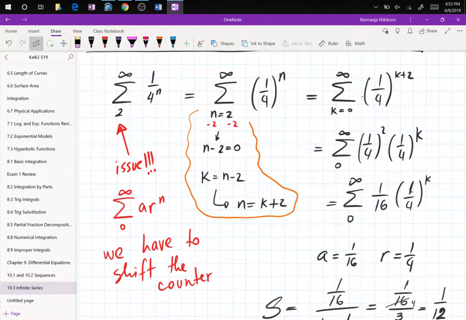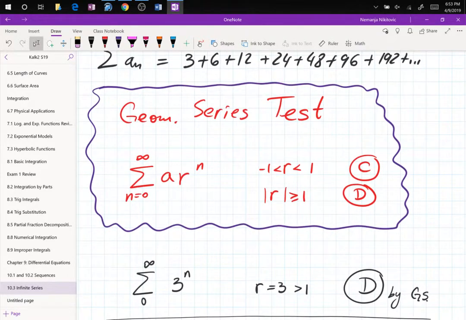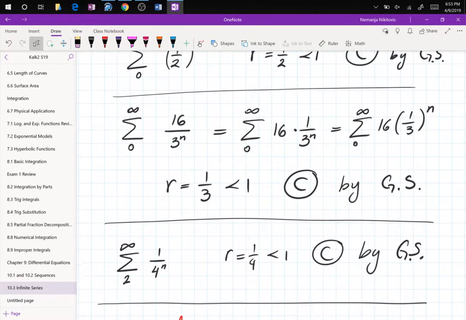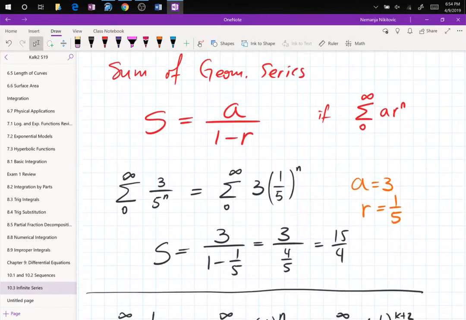We are done with geometric series. This is it. You have to learn the test, and then all you do for convergence or divergence is you look at R. Is R between -1 and 1? Yes, converges. No, diverges. If it converges, you can calculate the number, the sum, to which it converges. And in our case, that was easy to perform in the first example.